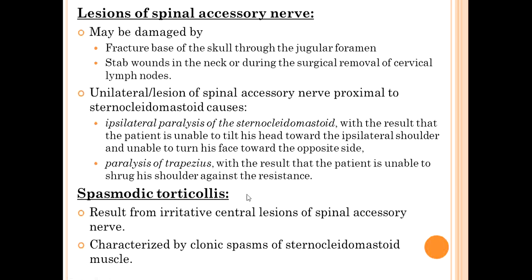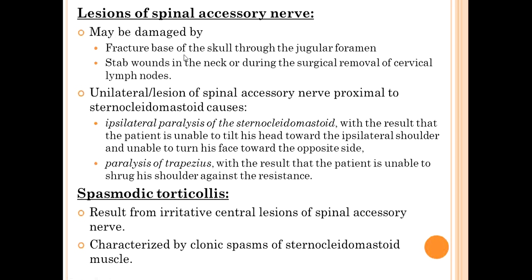Then what is the applied anatomy? So lesion of the spinal accessory nerve, the nerve can be damaged by fracture of base of skull through the jugular foramen, or stab wounds in the neck, or during the surgical removal of cervical lymph nodes. If there is unilateral lesion of spinal nerve proximal to sternocleidomastoid, it will cause ipsilateral palsy of the sternocleidomastoid, with the result that patient is unable to tilt his head towards the ipsilateral shoulder and unable to turn his face towards the opposite side. And if there is paralysis of trapezius, the patient is unable to shrug his shoulder against the resistance.